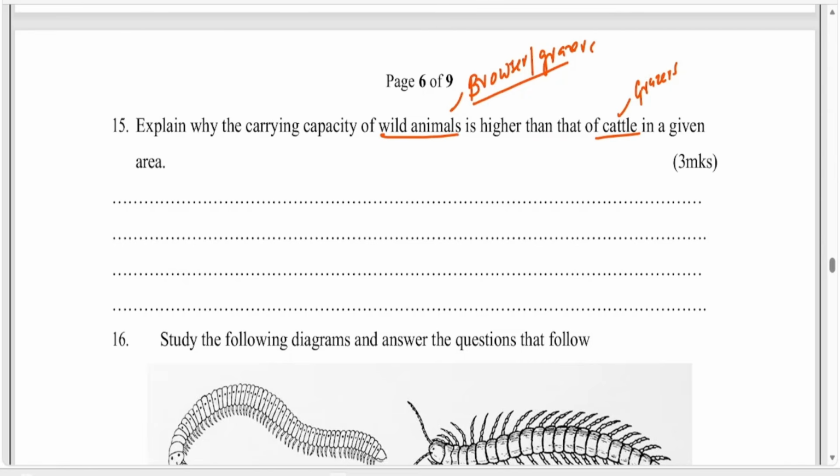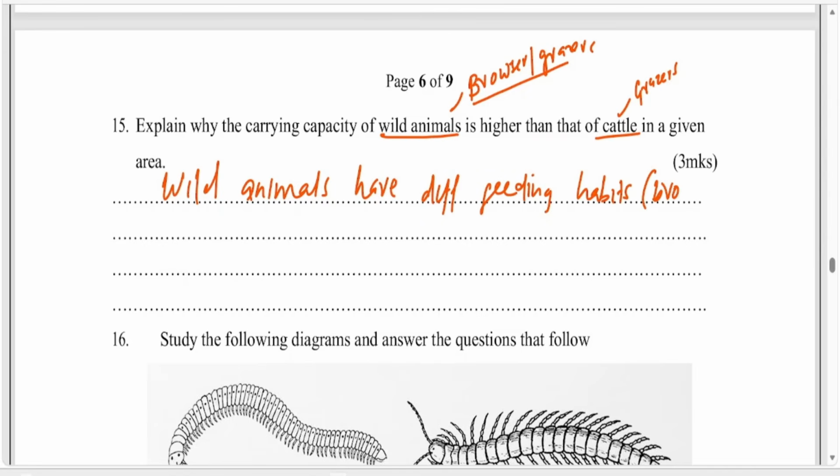We can write and say that wild animals have different feeding habits, which include being browsers and grazers, and therefore there is minimum competition for food.